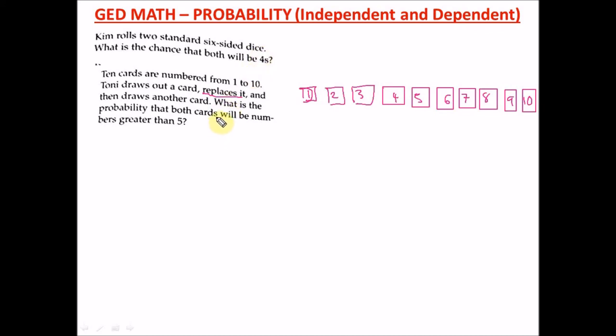It became what? Independent, because she has replaced that effect she had on what? The event. Are you getting it? So the possible outcome, the total possible outcome, will still remain the same.